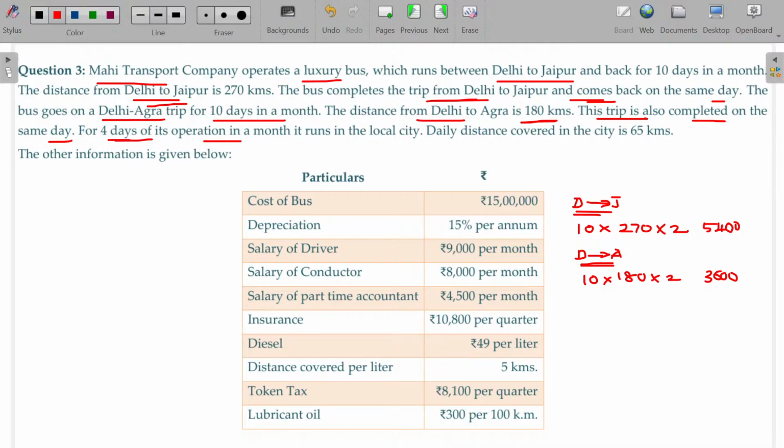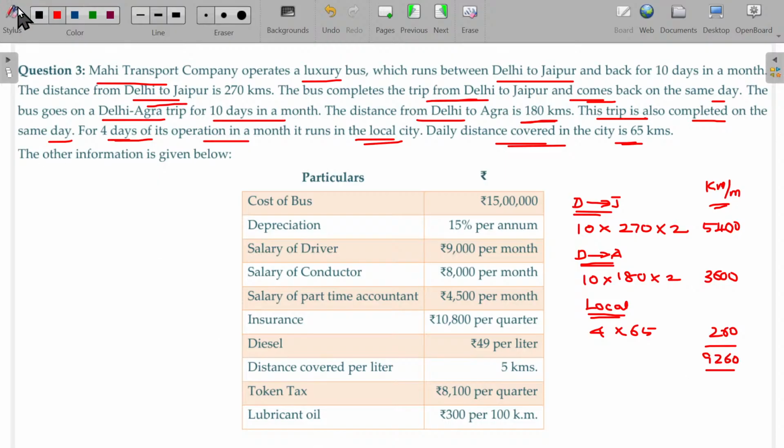For 4 days of its operation a month, it runs in the local city. Daily distance covered in the city being 65 kilometers. So local, 4 days, per day it covers 65, total 260 kilometers. This gives the total kilometers driven by the bus per month: 9,260.